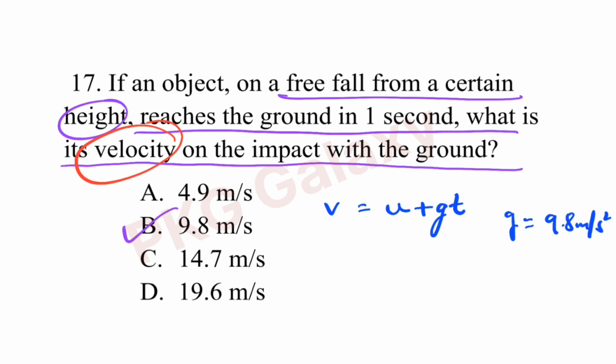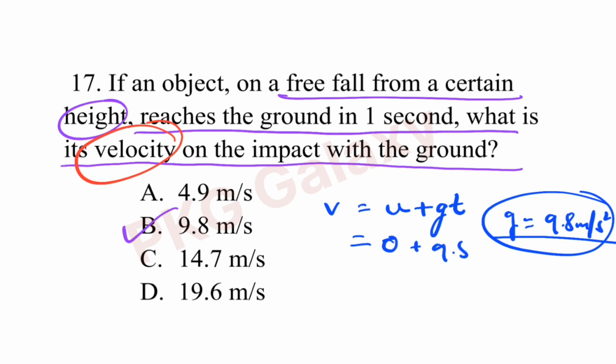When an object falls freely under the influence of gravity, it accelerates at a constant rate of 9.8 meter per second towards the ground. It is constant. Here they have not given the initial velocity, so it is 0 plus G is 9.8, then time t they have given 1 second, so it is 9.8 meter per second.